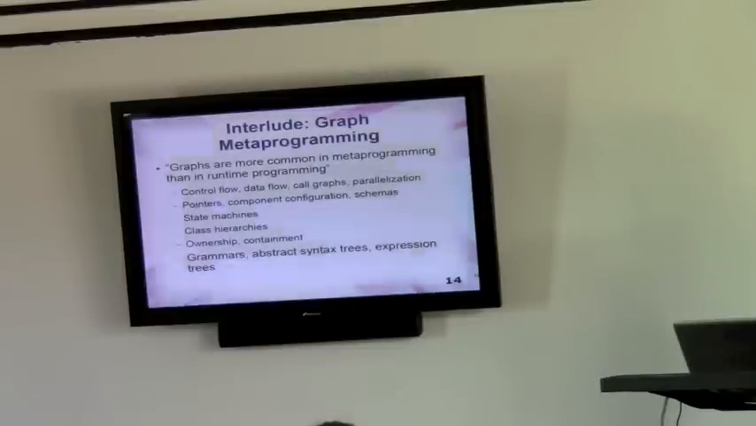Another example is pointers between objects. When you're plugging together different components, that's another sort of graph. Database schemas, which I'll go into a little bit more. State machines, obviously, are graphs. Class hierarchies are graphs. Ownership and containment graphs. Grammars, parse syntax trees, and expression trees are all different sorts of graphs. So I'm trying to build a framework for manipulating all those kinds of metadata in order to build complex programs.